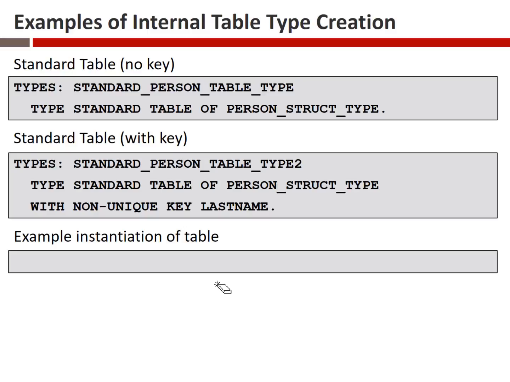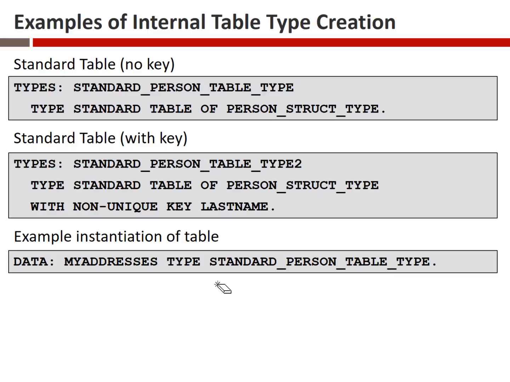Now, it's important to realize that what I have shown you here are type definitions. So in order to actually make one of these internal tables, I have to pair it with the data statement. So this is what that data statement would look like. Data, my addresses, type standard person table type.